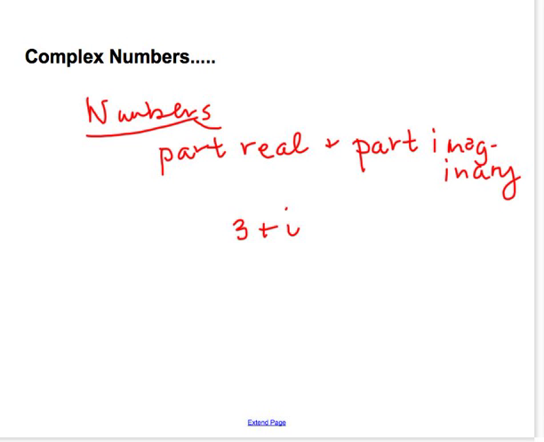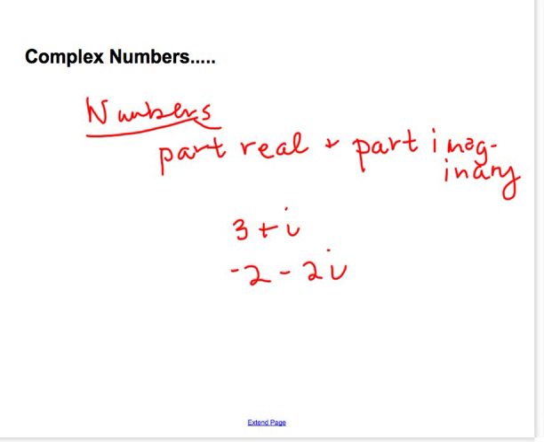So a complex number would be like 3 plus i, or -2 minus 2i. This is a complex number because it's part real. This is the real part, no i's. This is the imaginary part.